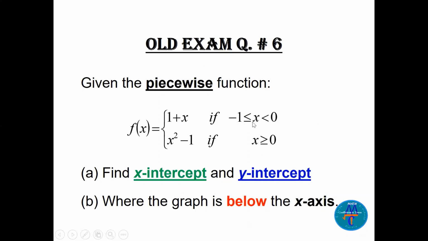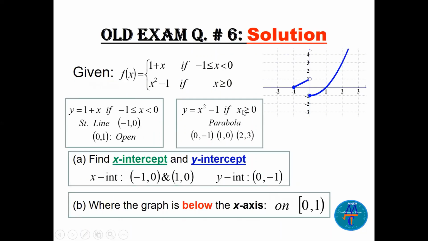We have two pieces here. X between -1 close to 0. This is 1 plus x. Another parabola here. If x is greater than or equal to 0. Take one by one, as we did before, and graph it. Let's see. So I take the first one, y equals 1 plus x, x between closed -1. So I start with -1 to 0. If I put -1 there, it will be 0. If I take 0, see, if I take 0 here, 1 plus 0, 1. But this is open, remember, no equal.